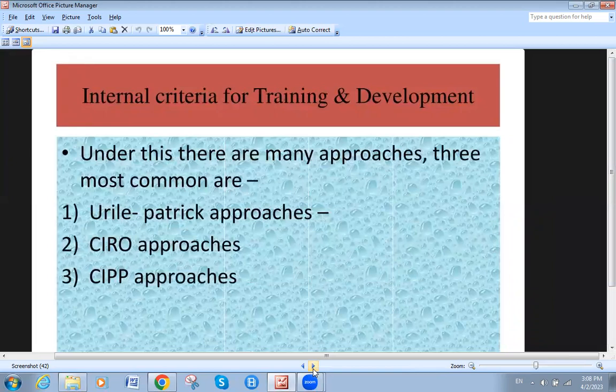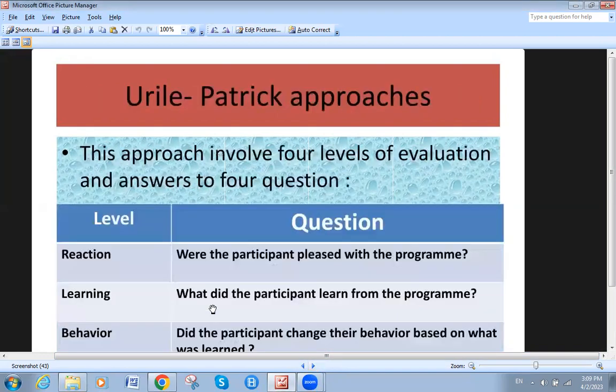We'll go now to the next point, which is the internal criteria. What are the main points which we focus on in the internal criteria? Under this, there are many approaches. The three most common are the Kirkpatrick approach, the CIRO approach, and the CIPP approach. We'll see now what each one of them means.